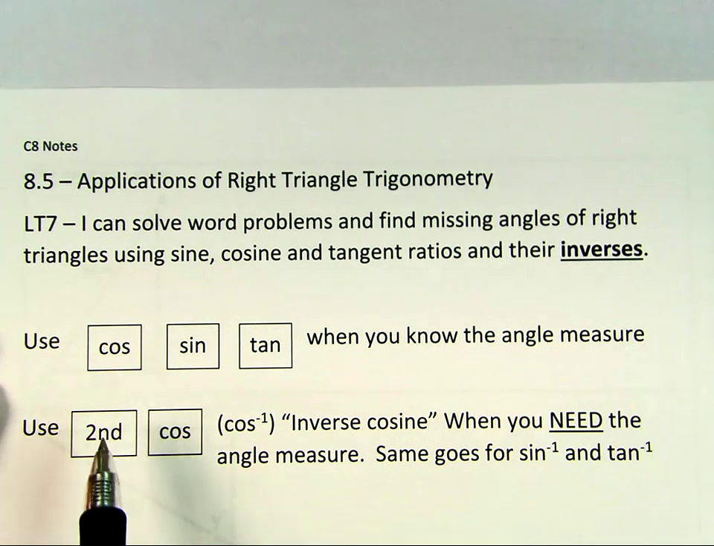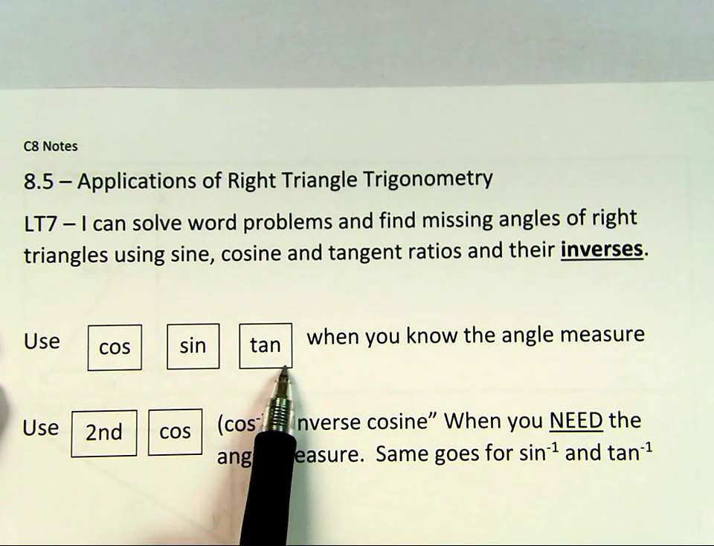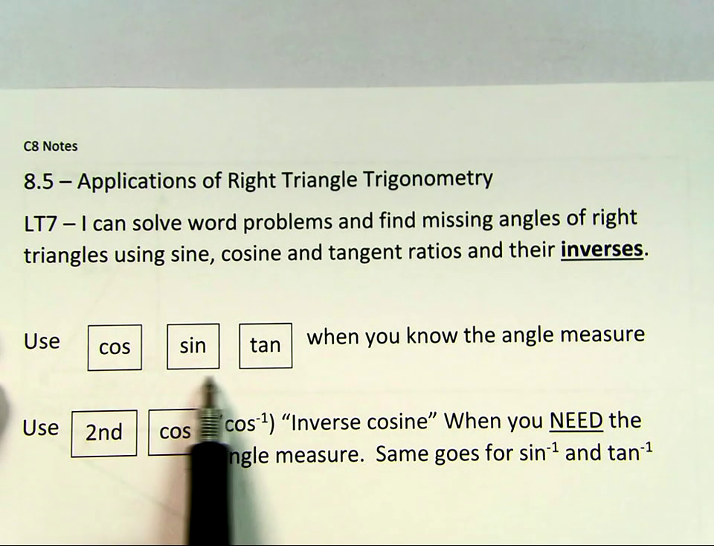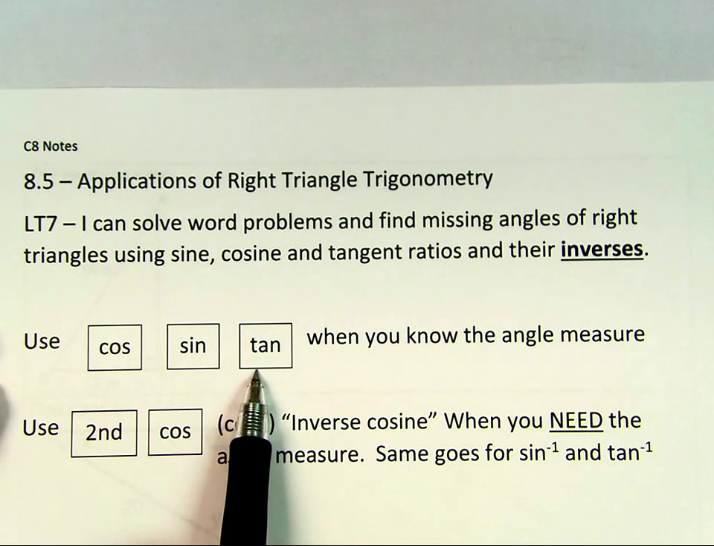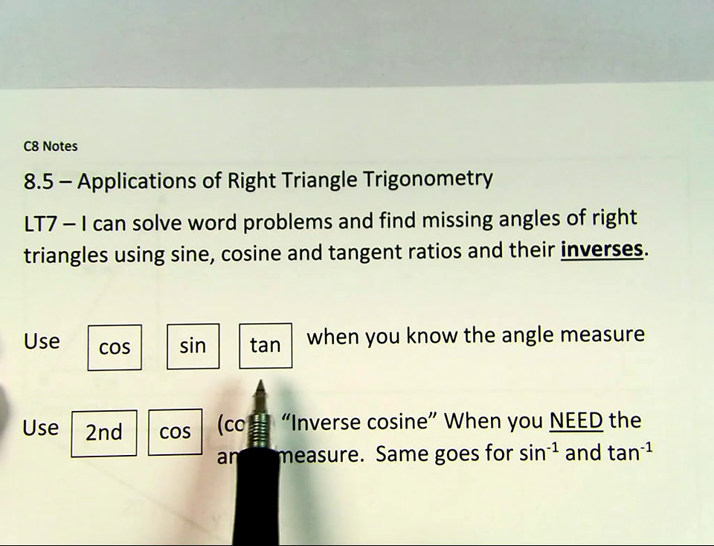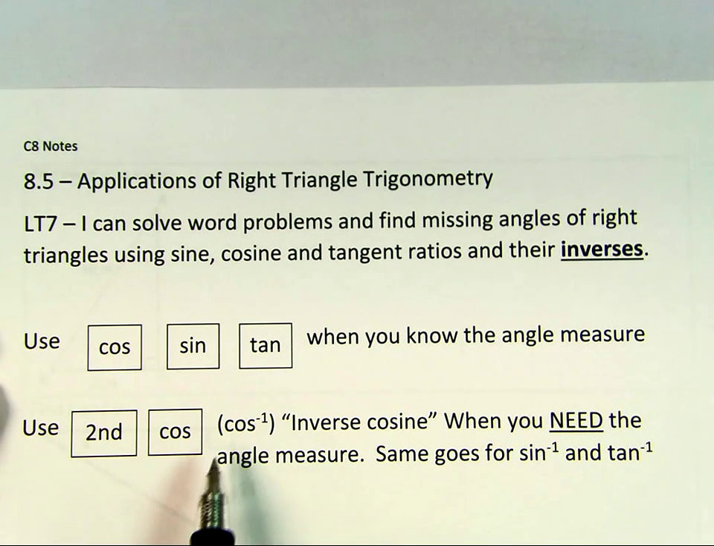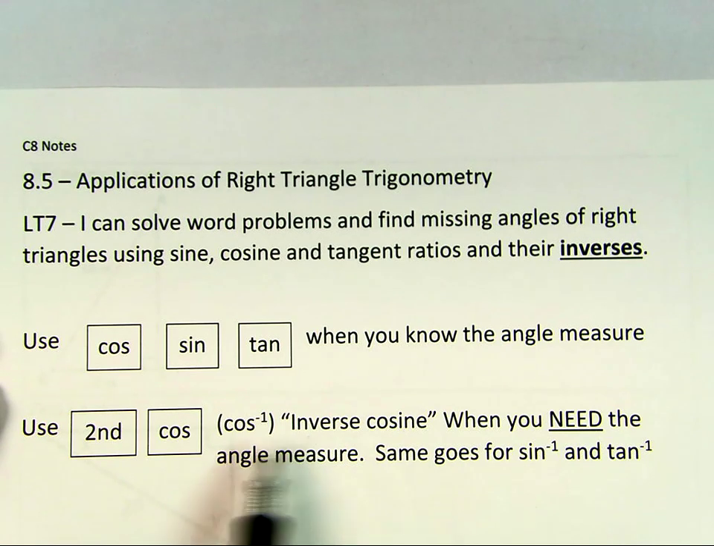So cosine, sine, and tangent, you use those when you have the angle, but when you don't have the angle and you need the angle, you're going to use inverse. So we call it inverse cosine. When you see this, we don't say cosine to the -1 power. That -1 actually is not an exponent. So when you see a -1 on a sine, cosine, or tangent, then that means the inverse.